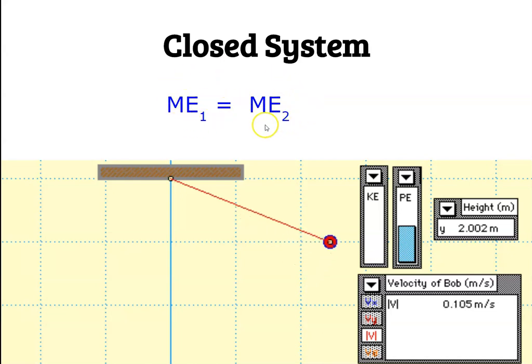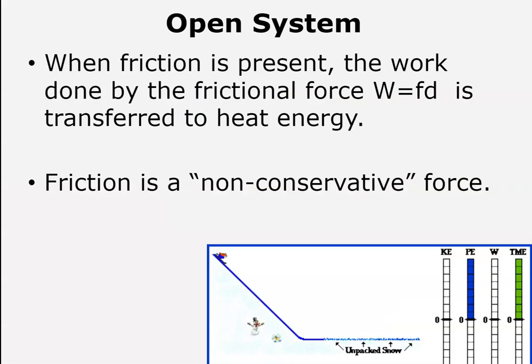Another way to, an open system, sorry. Another way to put that, a closed system is ME1 is equal to ME2. So you'll see a lot of questions which will talk about that energy being conserved, and you need to break down what is that mechanical energy one. Is it all potential energy? Is there some kinetic energy involved? Is it all kinetic energy? So you really have to have an appreciation for that.